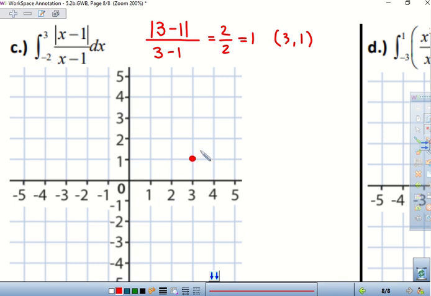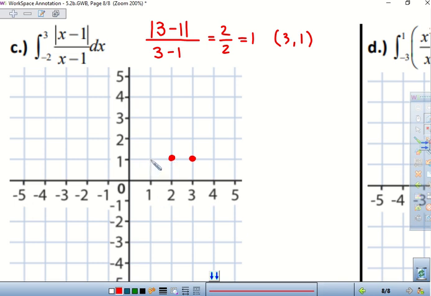I can plug in some values in the middle here. Let's say I plug in 2. I got 2 minus 1, which is 1. Absolute value of 1 is 1. 1 over 1, it's 1. Any of these I plug in on this side.